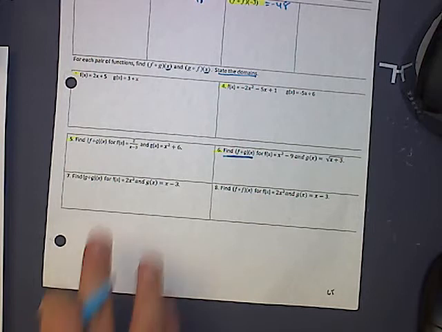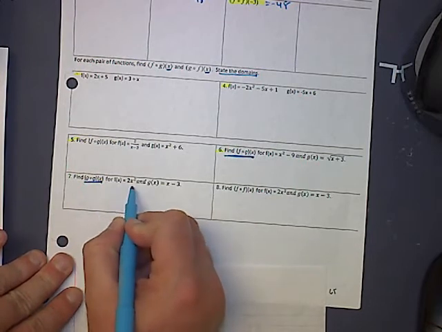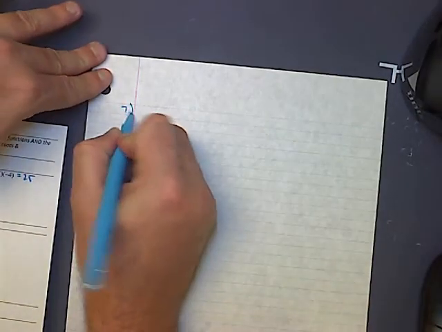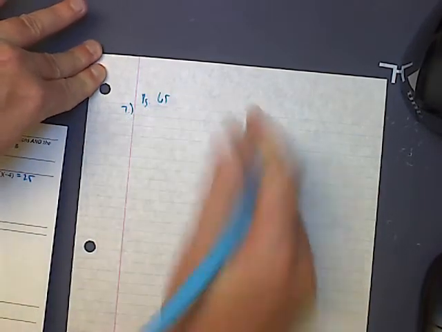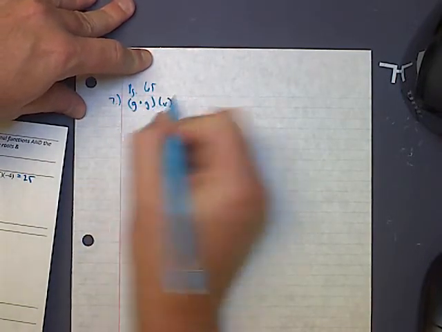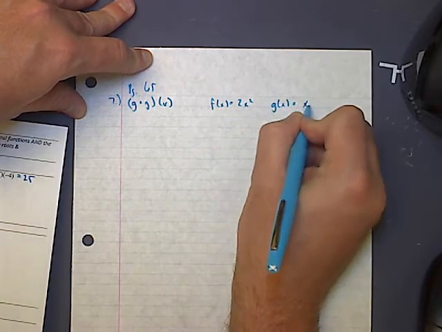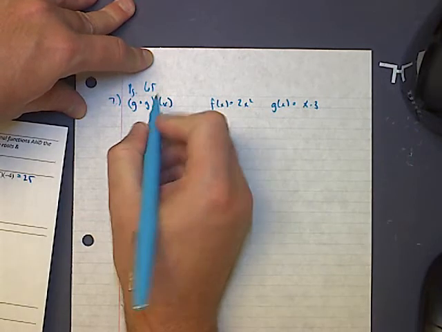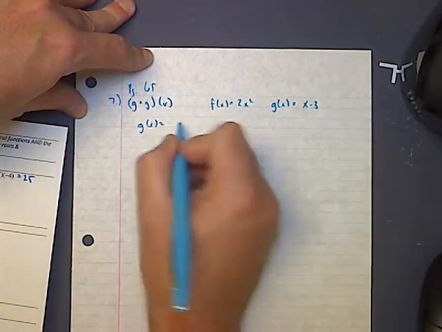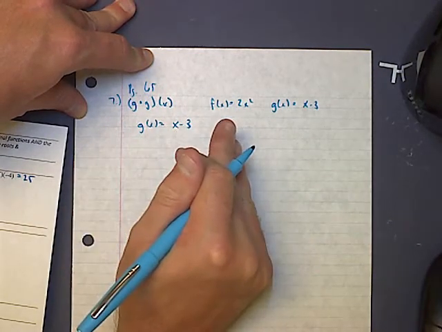Alright, I'm going to write on a piece of notebook paper, but I'm at number 7 on page 65. Number 7 says find g of g of x if f of x equals 2x squared and g of x equals x minus 3. So I'm going to write that information on here. Work from inside out. G of x equals the g function, x minus 3. I take x, I plug it in, it does not change it.